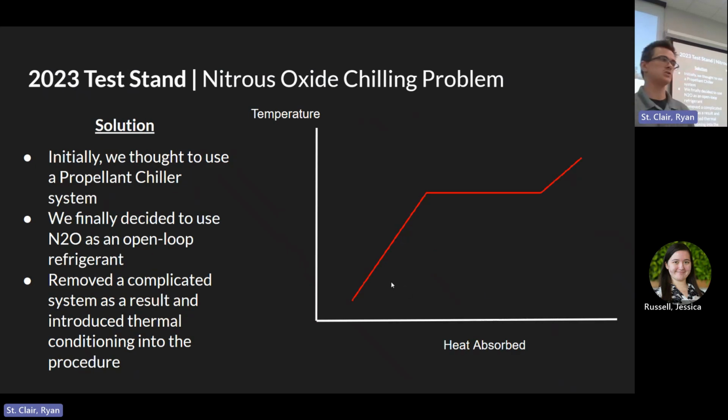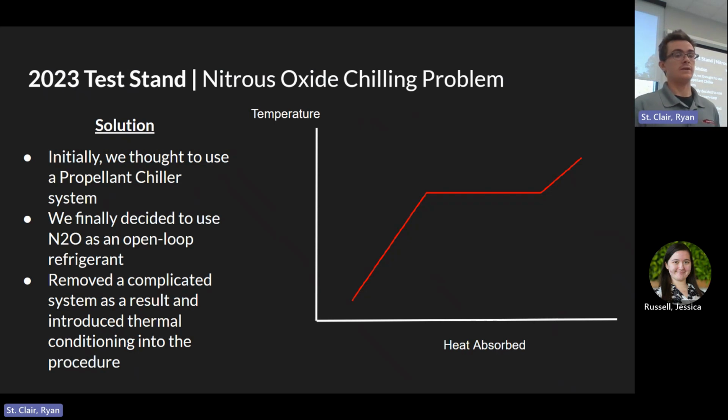But how do you get it to chill down to 0 degrees Celsius? Initially we thought, 0 degrees Celsius is the freezing point of water, so we can just put our tank in an ice bath, and that will get the system down to 0 degrees Celsius. So we wanted to use this propellant chiller system that would do that. But wrapping our tanks in an ice bath would be complicated.